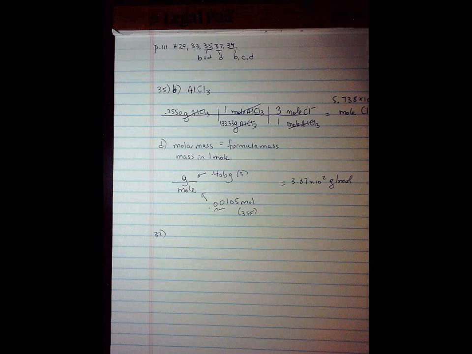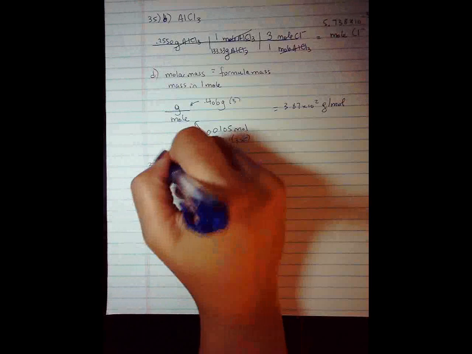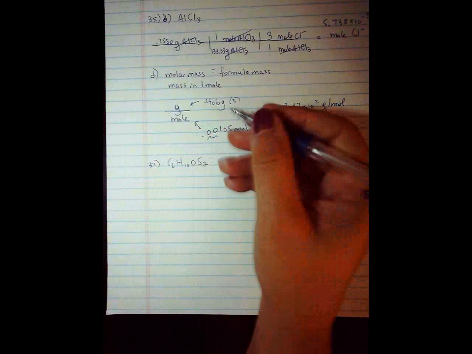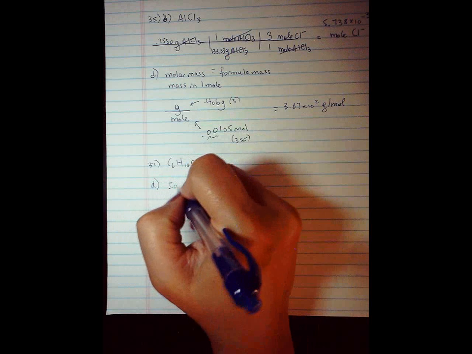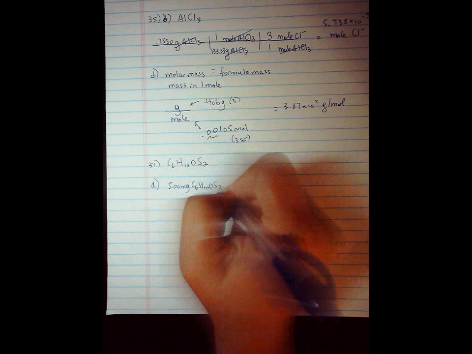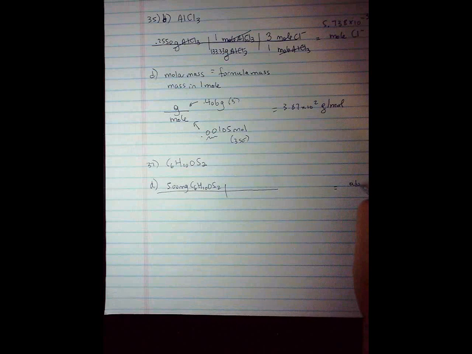Question 37D, they had some issues. It tells me that you have this stuff called alicillin, and it's the compound that's responsible for that garlic smell. The formula is C6H10OS2. Part D is asking how many atoms of sulfur are present in 5 milligrams of this C6H10OS2. So I start with that given. I want to take that to atoms of sulfur.